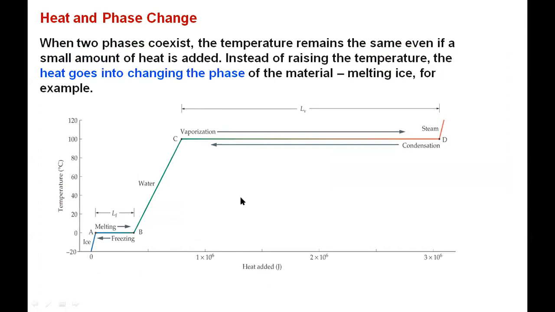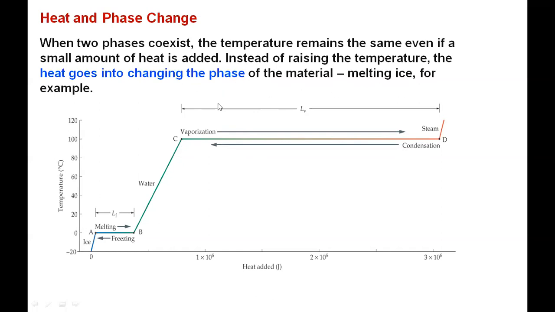Then when two phases coexist, the temperature remains the same even if a small amount of heat is added. And it's here at C. Look, the temperature is constant at this point. And what happens? Vaporization goes to steam at this point. Condensation from steam goes to this critical point C. So instead of raising temperature, the heat goes into changing the phase of the material.